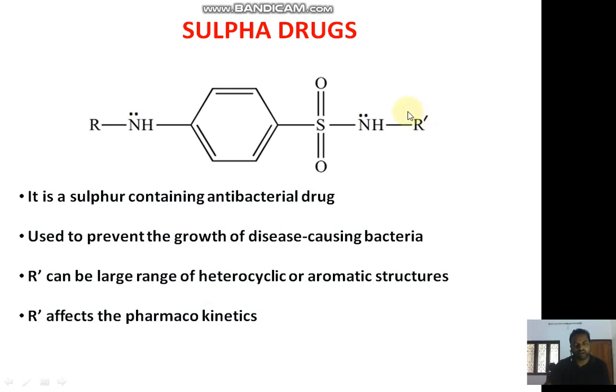Pharmacokinetics means what is the rate of introduction of this drug to the blood, or what is the lifetime of the drug. That is decided by the structure of this R dash group. And if you change the R dash group, the applications also change.